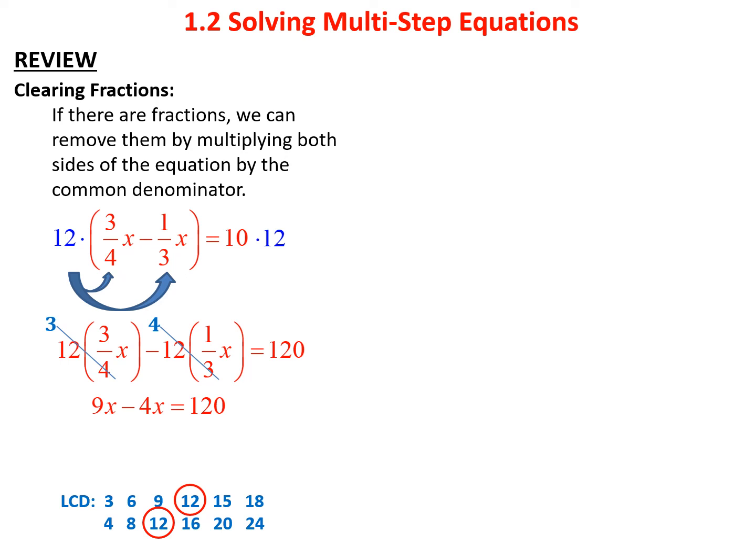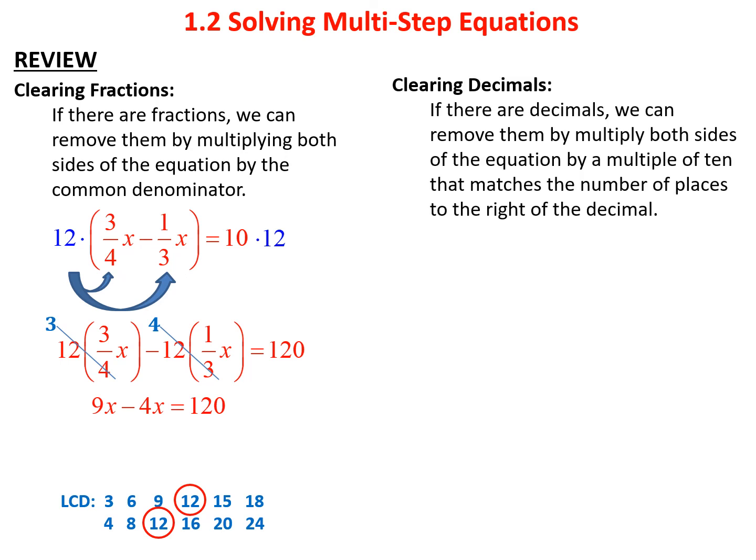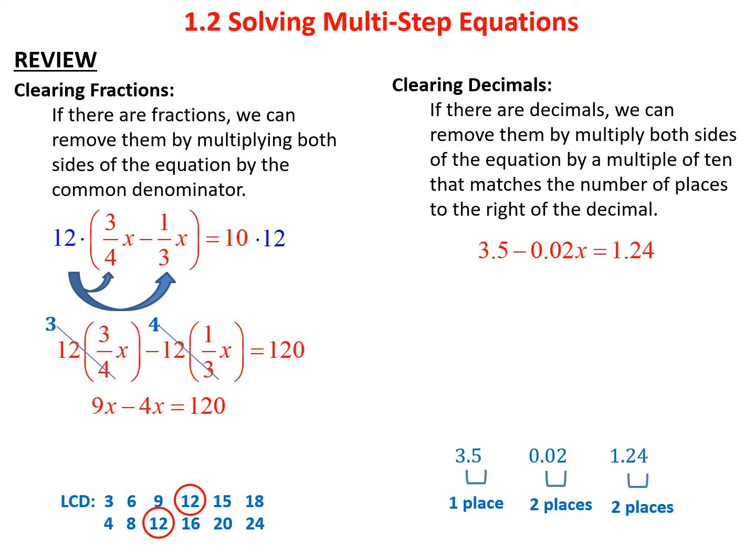The second thing we learned today was how to clear decimals. If we have decimals, we can remove them by multiplying both sides of the equation by a multiple of 10 that matches the number of places to the right of the decimal. In this problem here, notice we have 3.5, 2 hundredths, and 1 and 24 hundredths. So I have one place there, 2 places there, 2 places there. So my largest is 2 places. So I'm going to multiply by 10 two times.